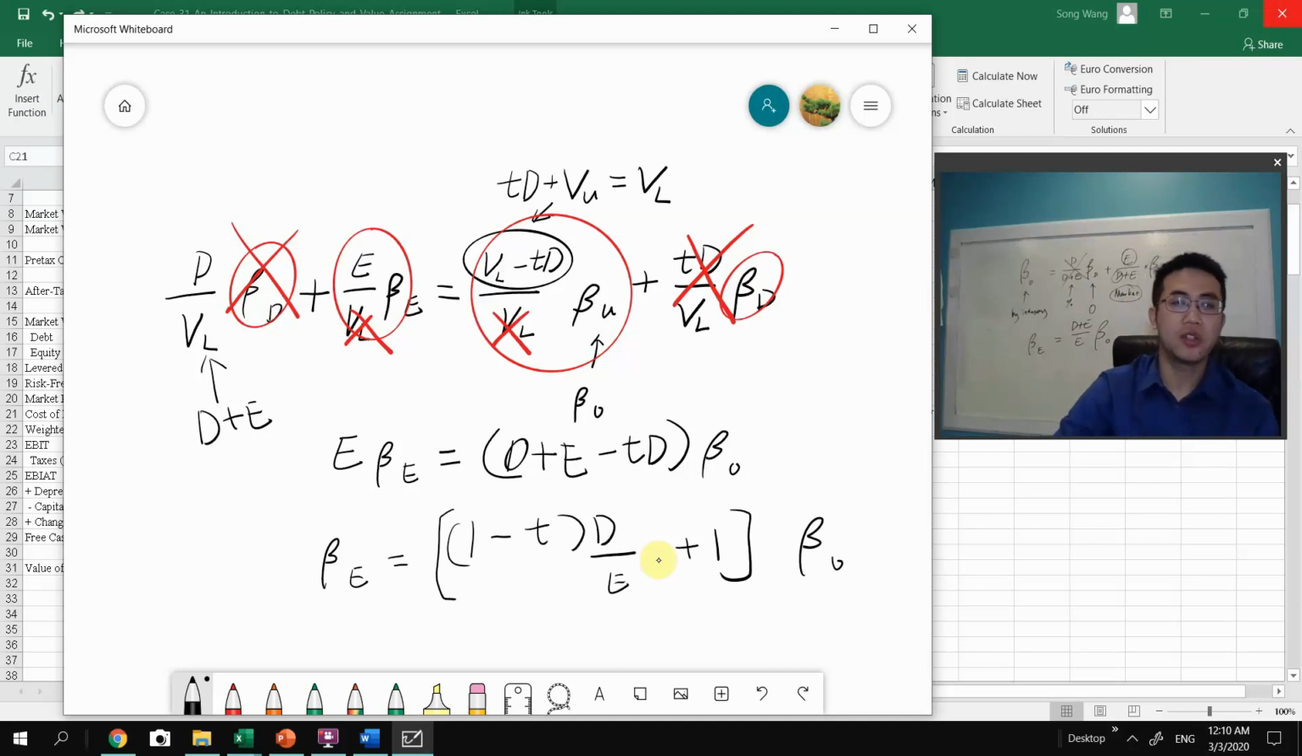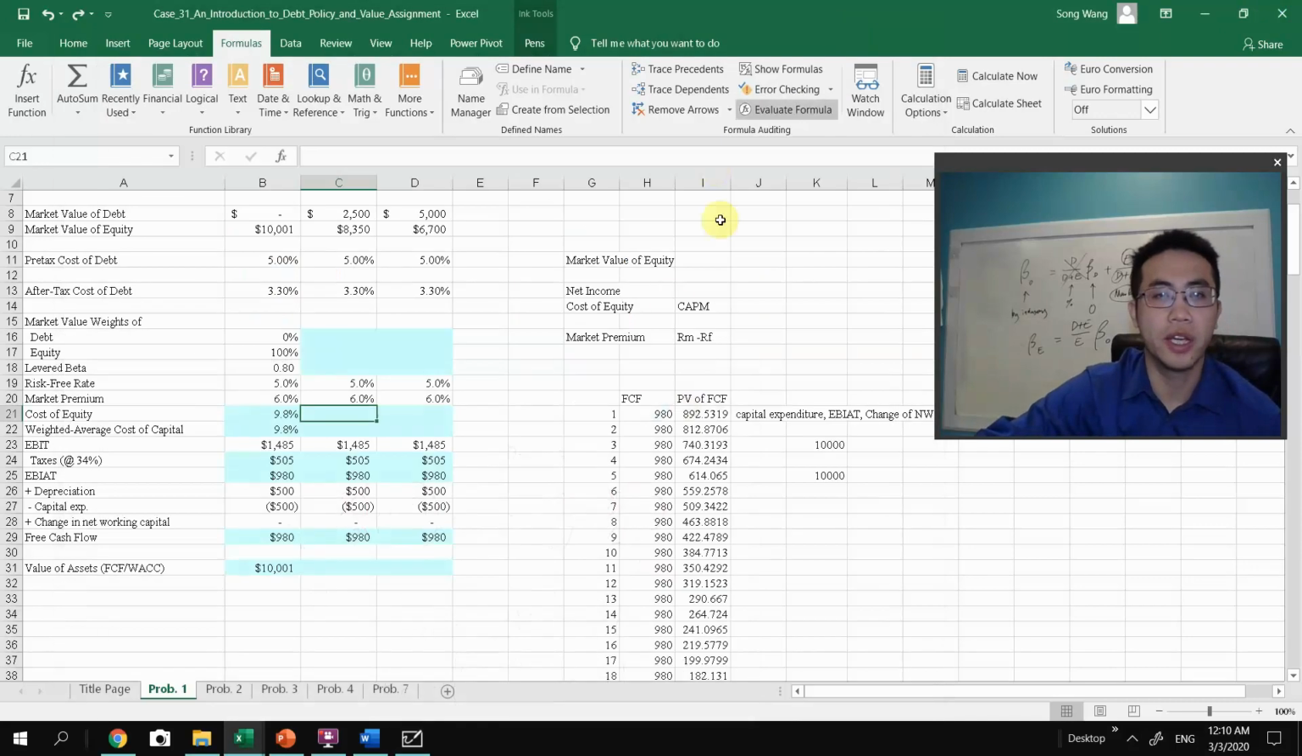So we do need this to calculate our levered beta in case 31 of your textbook in that Excel practice. So you need to remember the levered beta for equity equals 1 minus the tax rate times the debt over equity ratio plus 1, then multiplied by the unlevered beta. So now let me go back to Excel.